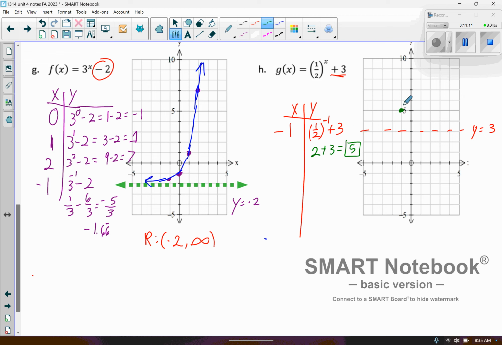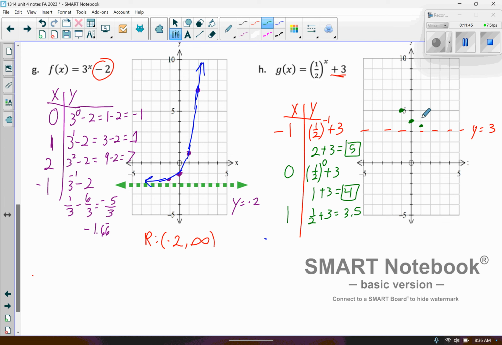And then let's see, what about 0? Well, we get 1/2 to the power of 0 plus 3. That would become 1 plus 3, which equals 4. So at 0, I'm right here at 4. And then if I plug in +1, I'm going to get 1/2 plus 3, which is 3.5 right there. So I'm getting closer to my asymptote. And really, that's fine. That's enough points.